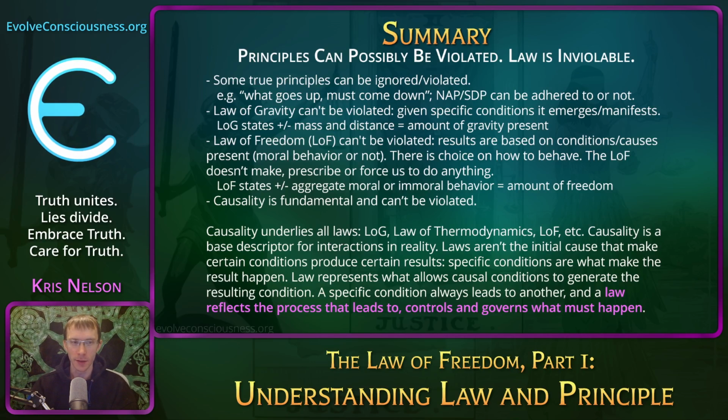And conversely, choose immoral behavior. So as I state here, the law of freedom states plus or minus aggregate moral or immoral behavior equals the amount of freedom or the amount of slavery that we end up getting. And causality is fundamental and can't be violated. You can't remove causality, cause and effect. It can't be violated. So that's why it's essentially a law.